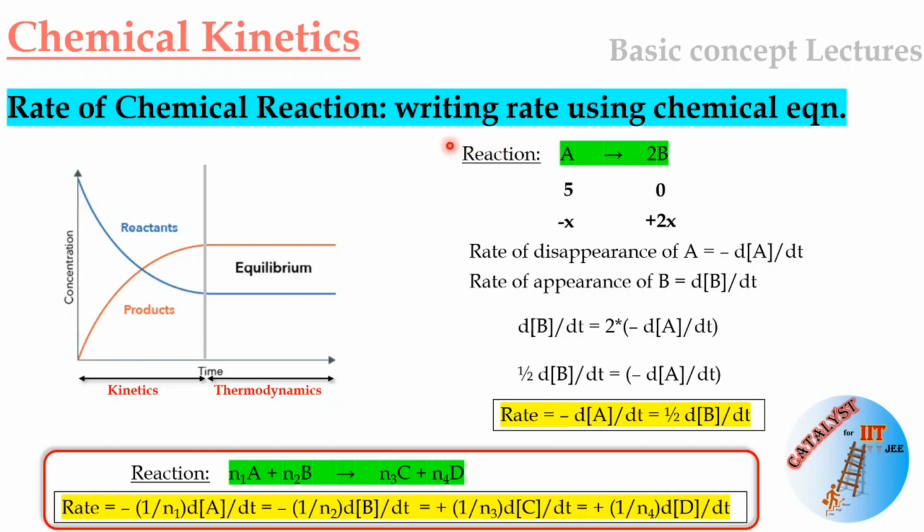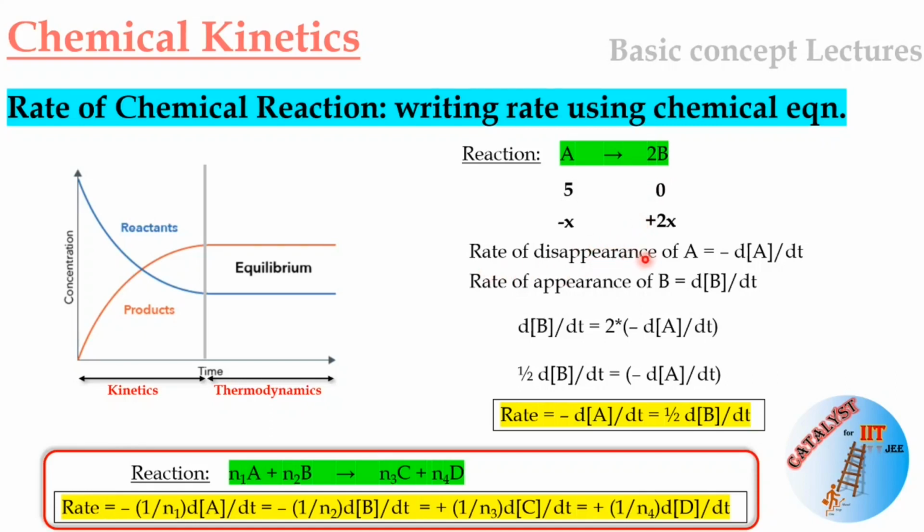Now let us look at the process to write rate equations for a complex reaction. If we see that A is getting converted into 2B, so one A molecule is forming 2 B molecules. So initially if you have 5 A molecules and 0 B molecules, but after some time you lose X molecules, that is why the minus sign is put here. And if you lose X molecules, then 2X molecules of B are going to be formed, because one molecule of A is responsible for forming 2 B molecules.